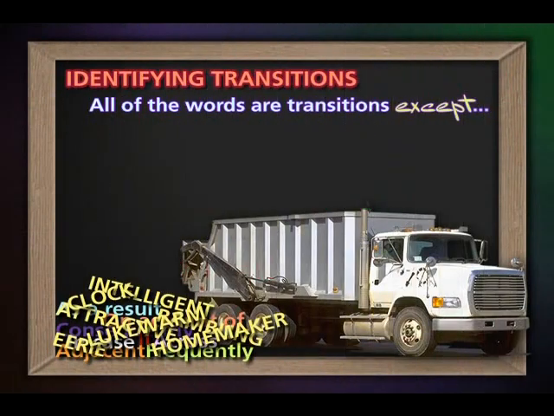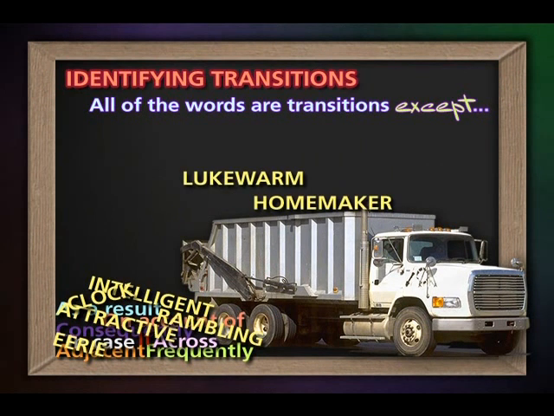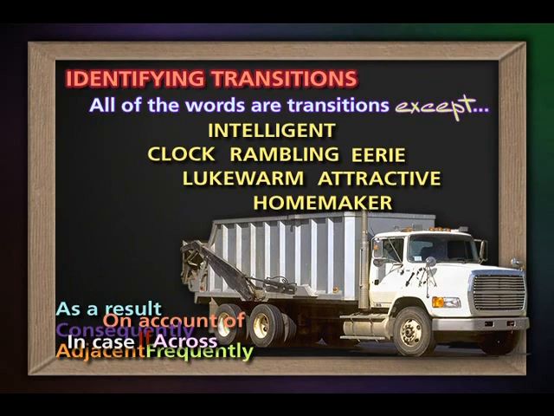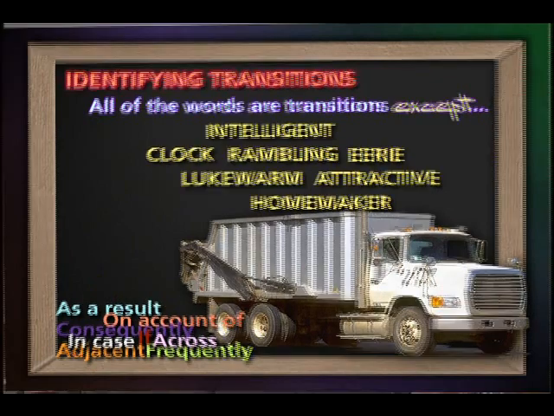Here are the answers. All of the words are transitions except these words: homemaker, lukewarm, attractive, clock, rambling, eerie, and intelligent. Well, how can you figure out whether or not a word can be used as a transition in a sentence? Here's one way. You can try plugging it into a sentence and seeing if it makes sense.